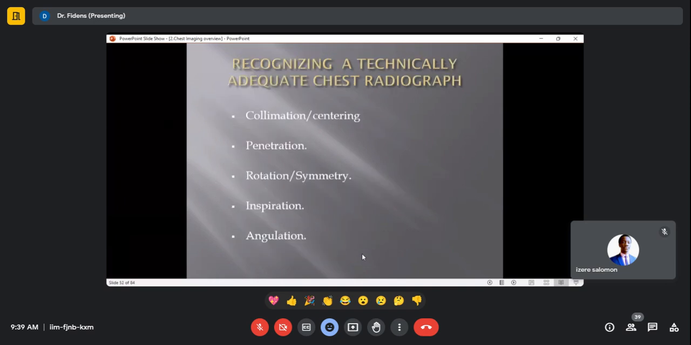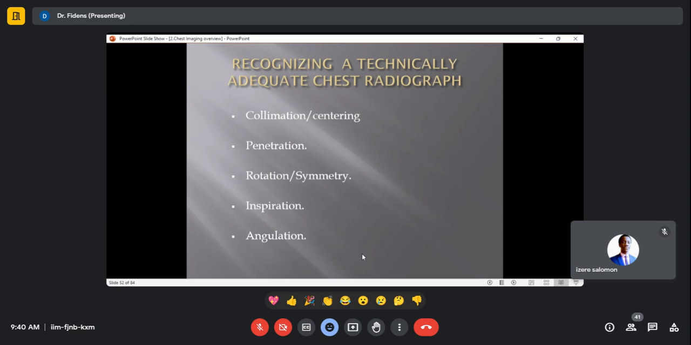Okay. So I may keep repeating myself, but it has its value. Before you start analyzing the chest radiograph, these are five things you should look for first as for technical quality of the chest radiograph. Okay. First of all, there's something you start by.